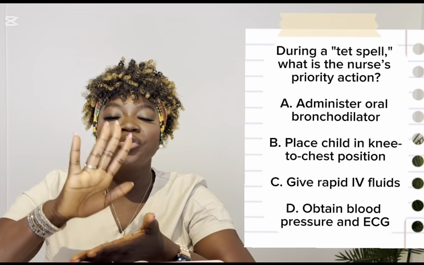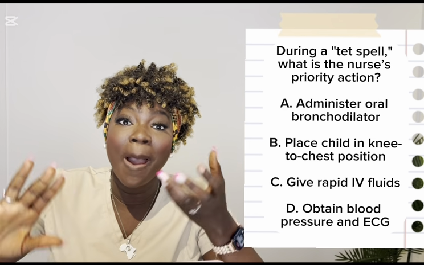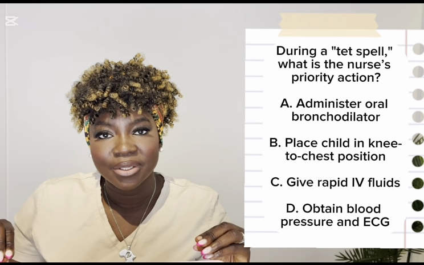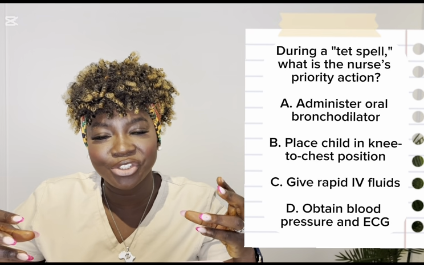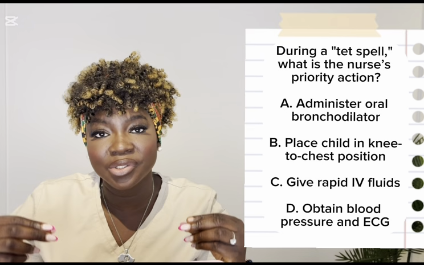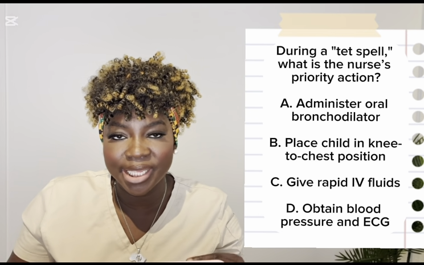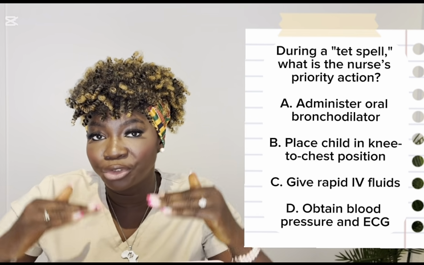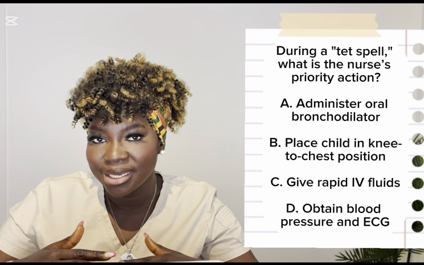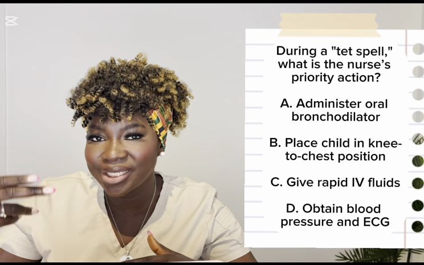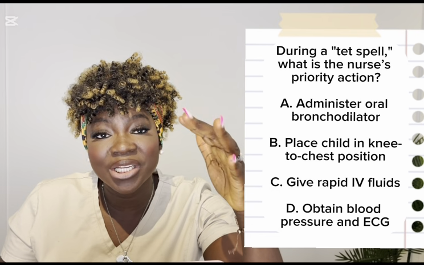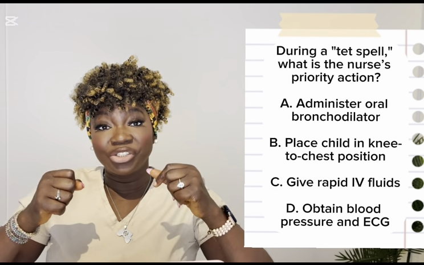Why? Knee to chest position helps to return blood to the lungs, and this helps to return oxygenation to the child, right? And reduce the severity of the cyanosis, which is the bluish color of the skin, because of drop in oxygen level due to right to left shunting and increased deoxygenated blood in the system.